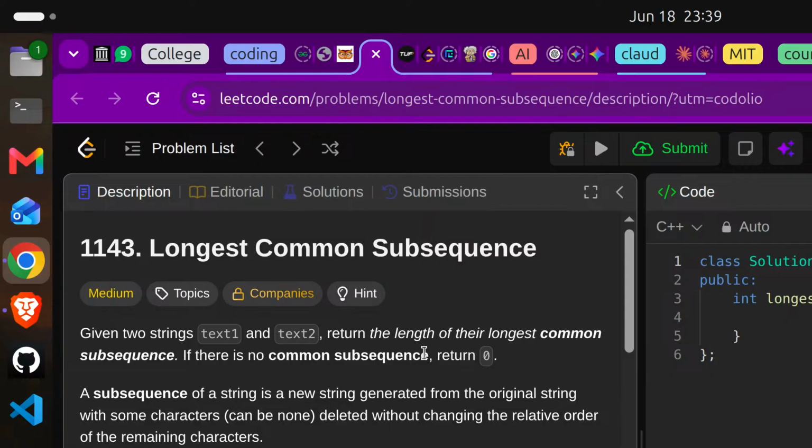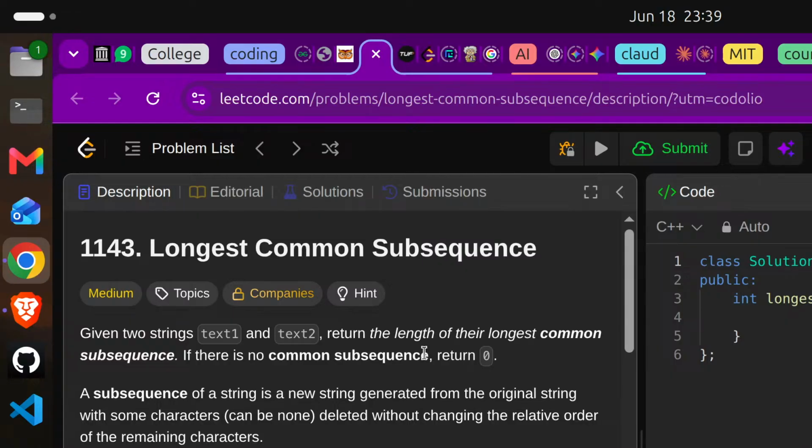A, B, C, D, C, B, C, E. Max of A, B, C, D and C, B, C, E, comma A, B, C, D, B, C, E, comma B, C, D, comma C, B, C, E. Like this. Let me try to code it and see what will work.